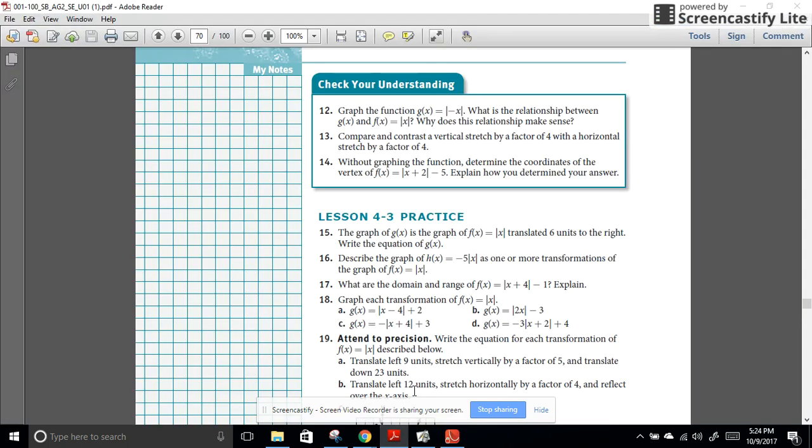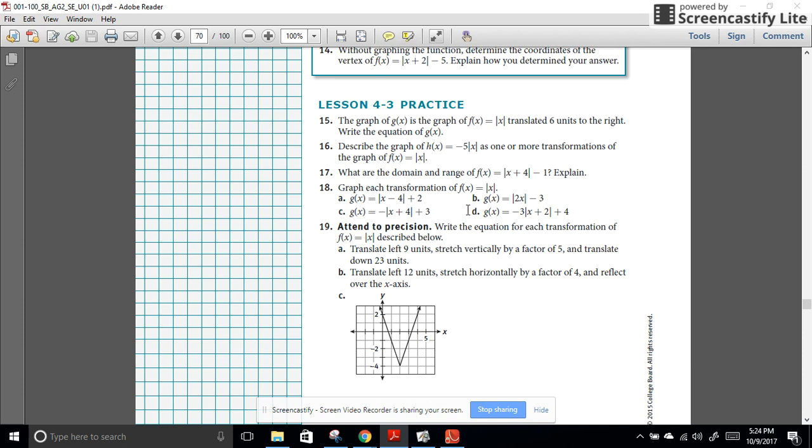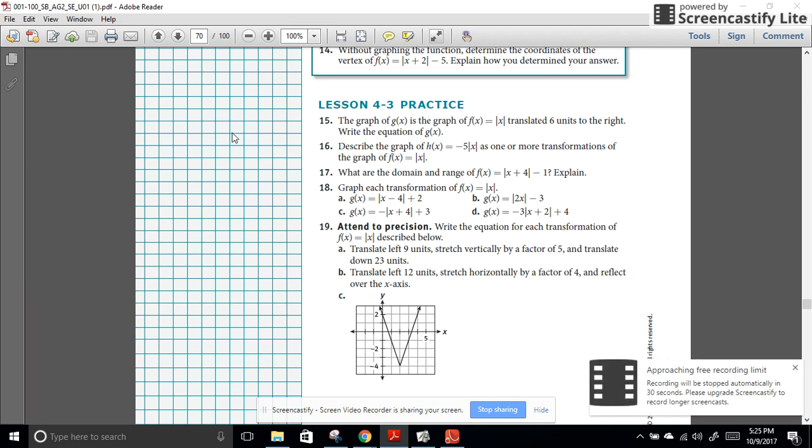Yay! Now you have to do lesson 4.3 practice. All of that is for you. Best of luck. Try to have this done by Friday. I will be available during tutorials on Wednesday afternoon, during your free tutorial time after you take the PSAT test. I will also be here Thursday afternoon, and this will be due Friday. Good luck.